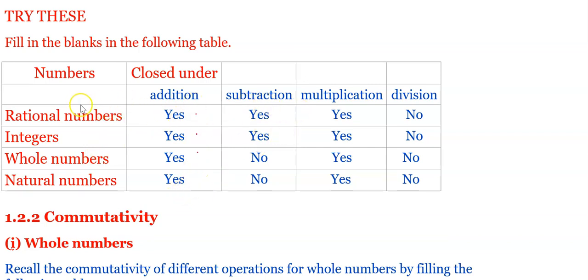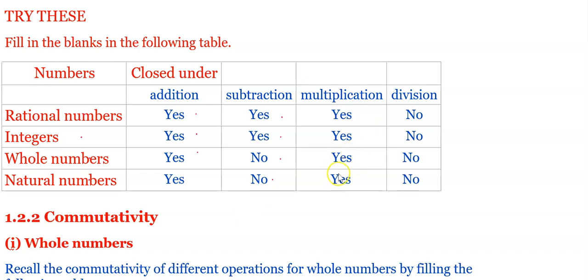In subtraction, if we take any two numbers from the rational numbers and subtract them, it's again a rational number. Subtract integers, it's again an integer. Subtract whole numbers, it is not always an integer. Natural numbers do not hold the property of subtraction. It is not closed under subtraction.